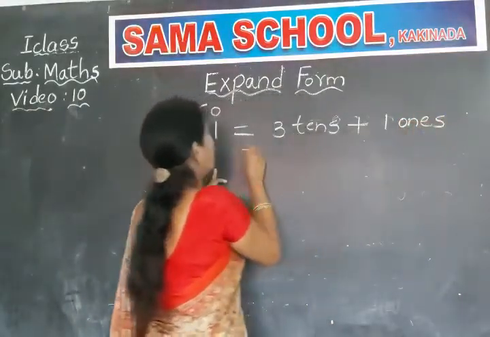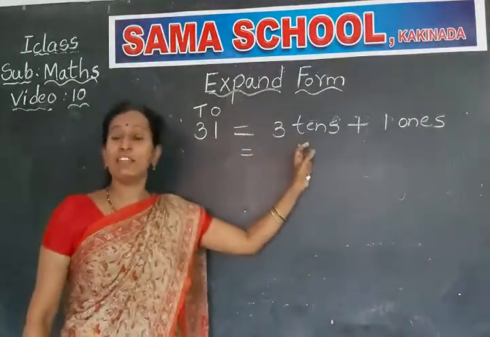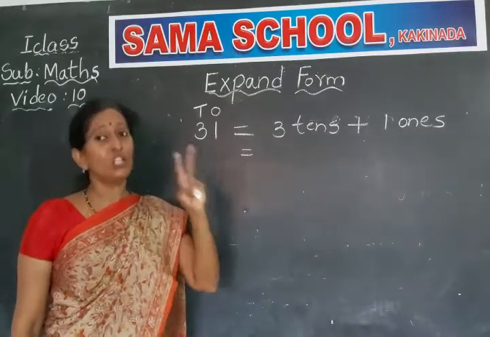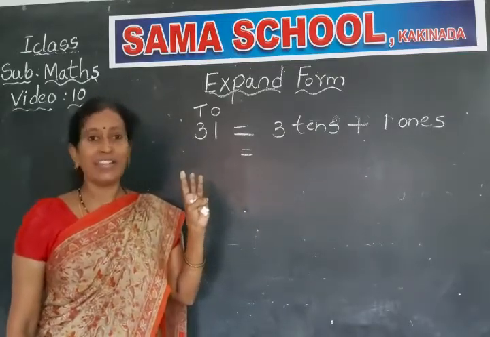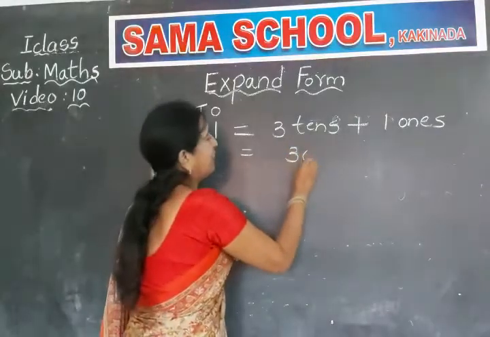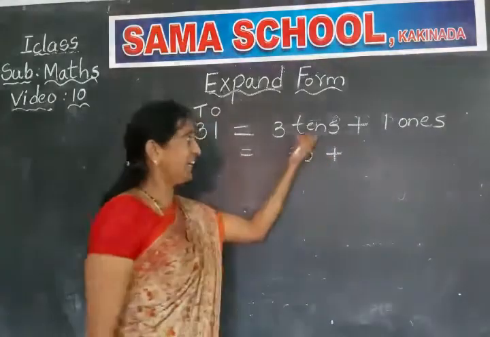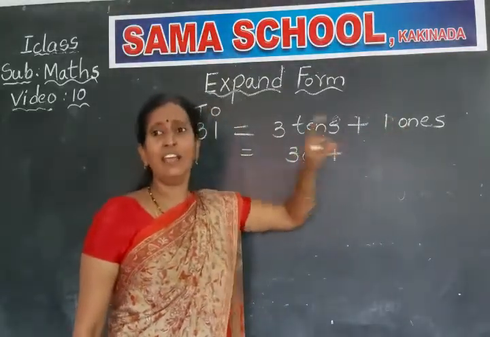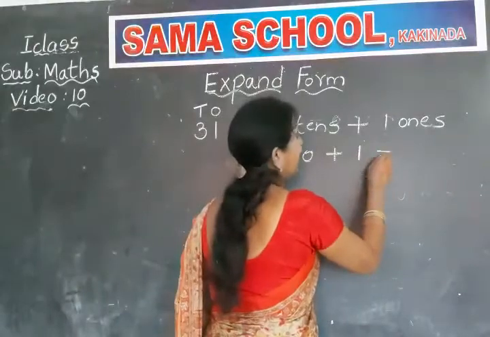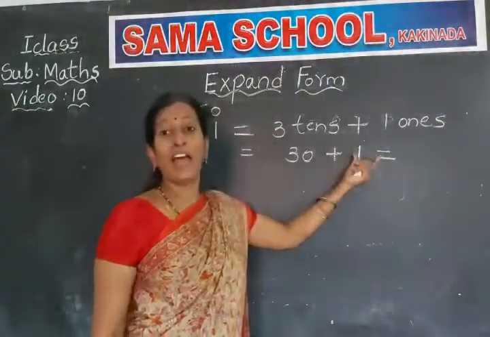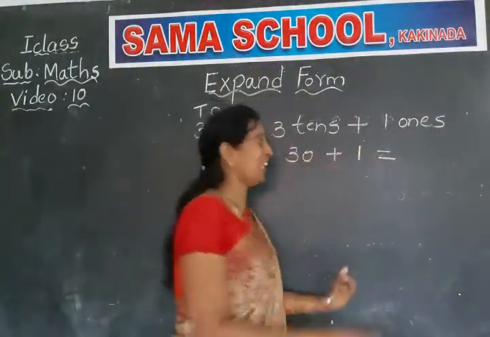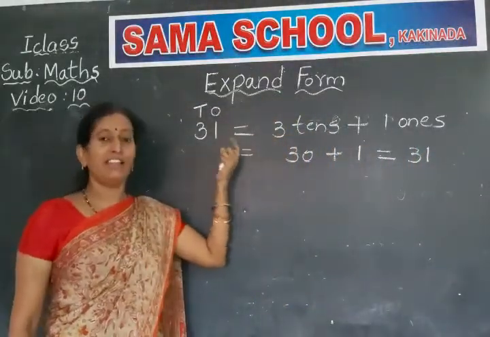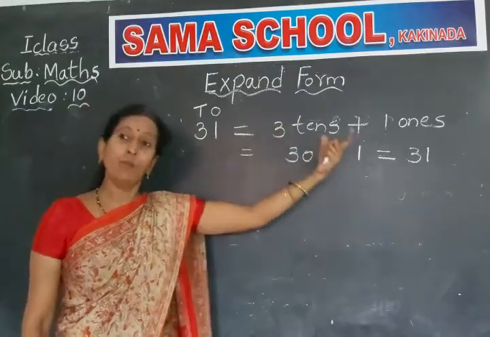Now say, 3 tens means how much? 1 ten means only 10. 2 tens means 20. 3 tens means 30. Very good. 30 plus how many ones here? See that, only one. So 30 plus 1. 31. Very good. Like this, the short form of the number you expand more.